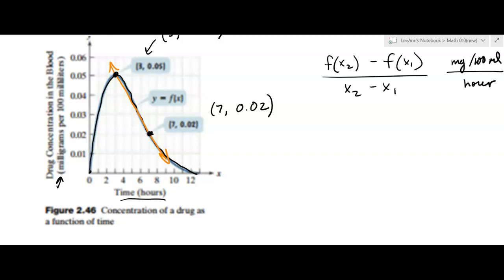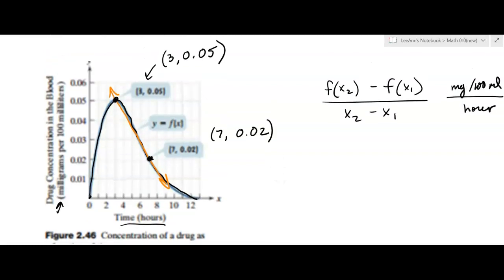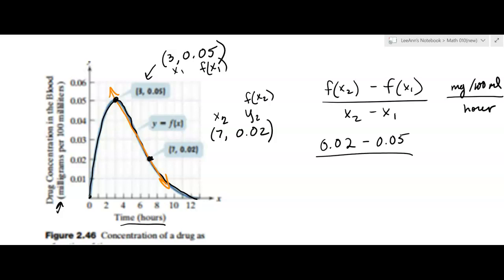To find f of x sub 2, this is going to be your x sub 2 and your y sub 2. Or you could say f of x sub 2, I guess that's what I should say. And then this is x sub 1, and this is f of x sub 1. Because it's this function that they've given us. All right, so 0.02 minus 0.05 over 7 minus 3. So hopefully you can see where all of that's coming from.